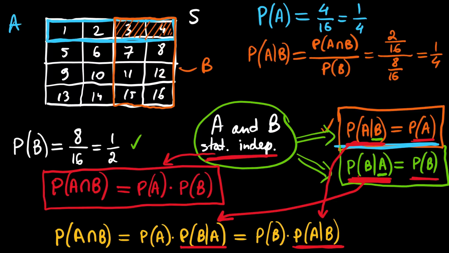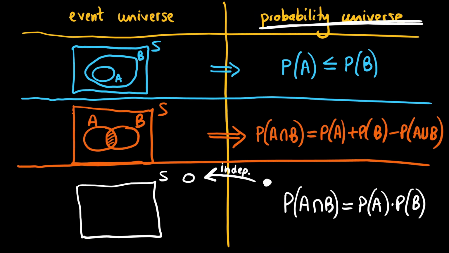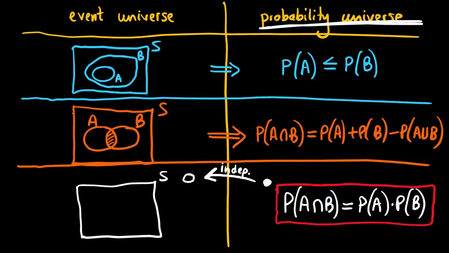Okay, so let's go back now to the previous slide. So we've explored now why this observation in the probability universe is interesting. Because when this product holds, that means that A and B are statistically independent, and that means that the occurrence of one of these events does not alter the original probability of the other event. So, okay, we've seen why we would care about statistical independence.